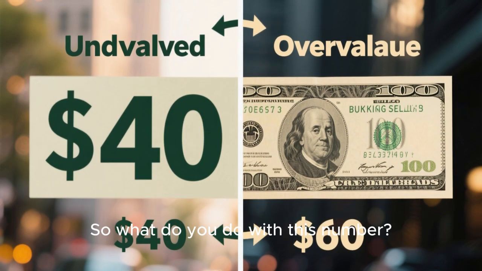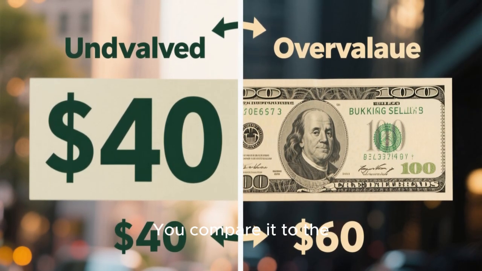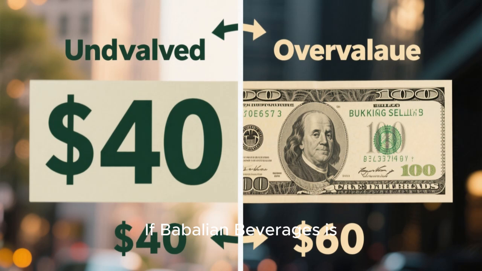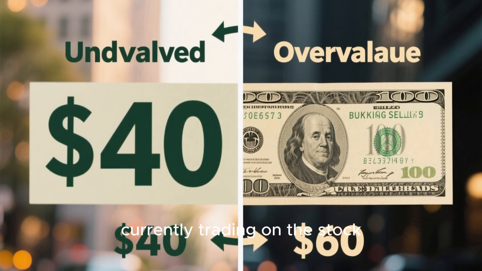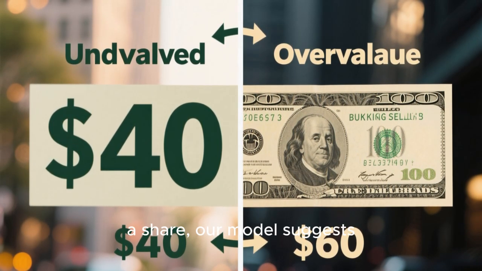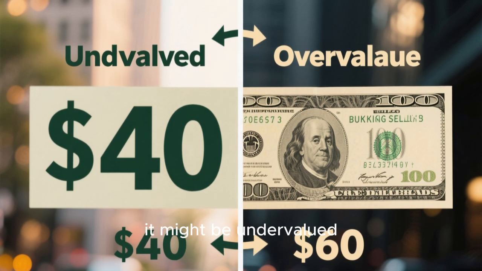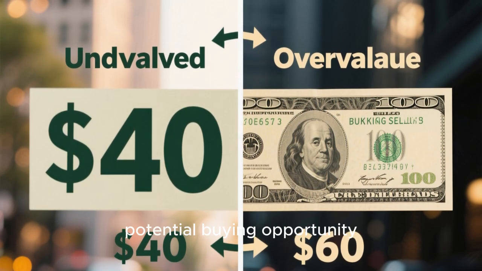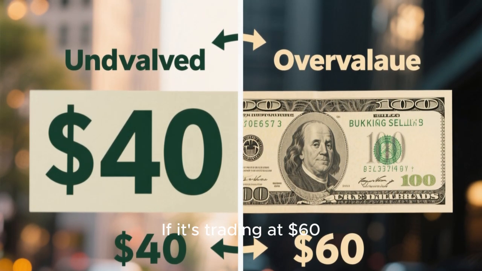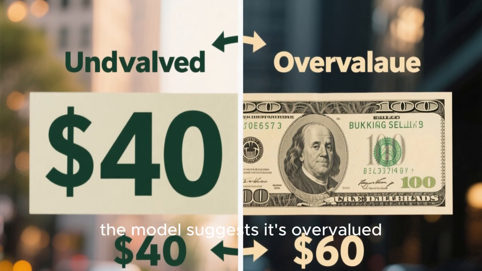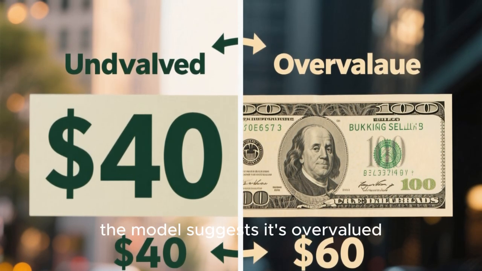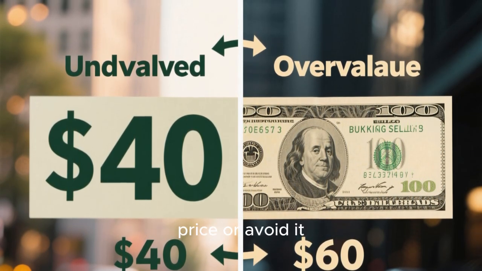So what do you do with this number? You compare it to the current market price. If Babalian Beverages is currently trading on the stock market for $40 a share, our model suggests it might be undervalued, and it could be a potential buying opportunity. If it's trading at $60, the model suggests it's overvalued, and you might want to wait for a better price or avoid it.